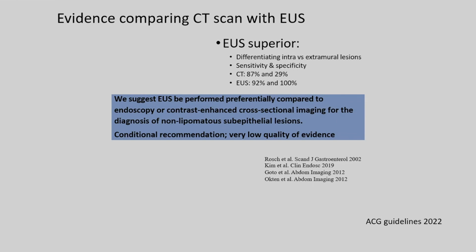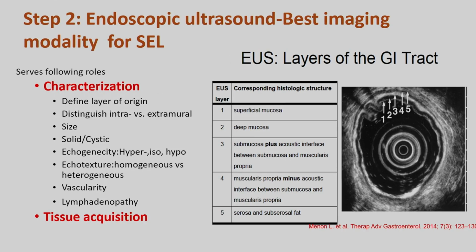Comparing CT with EUS, in CT scan it's very difficult to determine which layer the lesion is arising from, and that is very important in managing these lesions. EUS can differentiate between intramural and extramural lesions, and the sensitivity and specificity of EUS are almost 92 and 100% respectively in telling us where it is arising from. So it is the investigation of choice in these patients. And all of us who do EUS know that we can see the lesions very well.